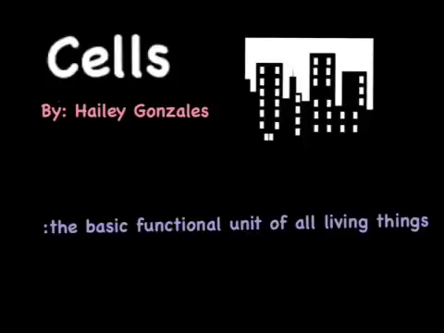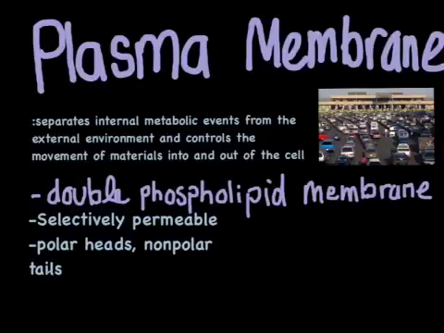This presentation is about cells, and the cell is basically the basic functional unit of all living things. Surrounding the cell is the plasma membrane, and it separates internal metabolic events from the external environment and controls the movement of materials into and out of the cell. It's basically like border patrol, or like the border, and it's made up of a double phospholipid membrane.